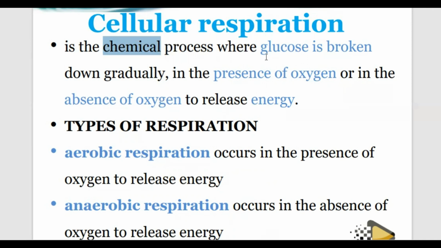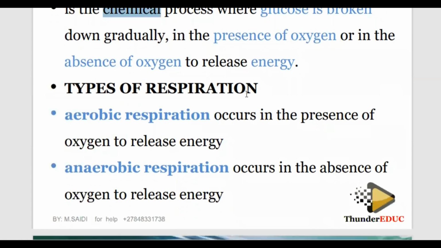Which chemicals are in there? We have what we call the raw materials, the things which are supposed to be present, and also the enzymes. The enzymes are also supposed to be present so that this process can take place. So that's what we call cellular respiration. We have two types of cellular respiration. The first type is called aerobic respiration. The second one is called anaerobic respiration.